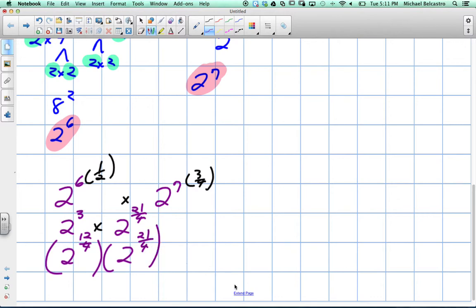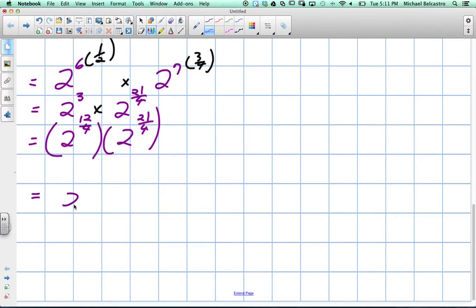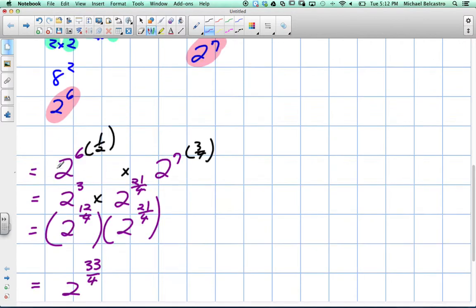And then from there, what do we do with our exponents? We add them. So this will essentially say 2 to the, what is 12 plus 21? 33. 33 over 4. And that doesn't really break down any more than that. Okay, but this is all written as one base, and this can be very helpful when going to solve things.